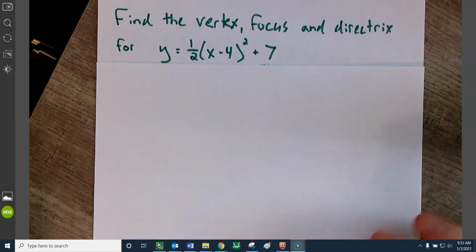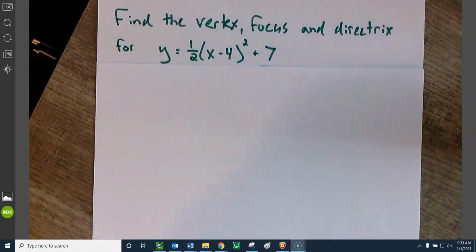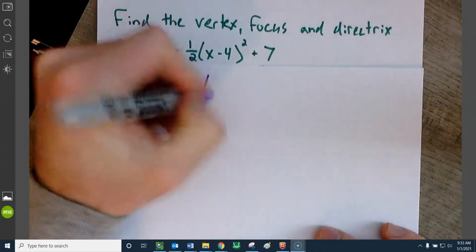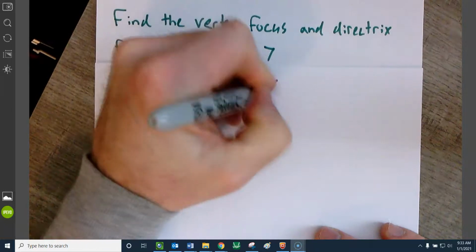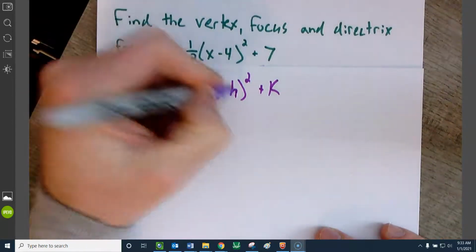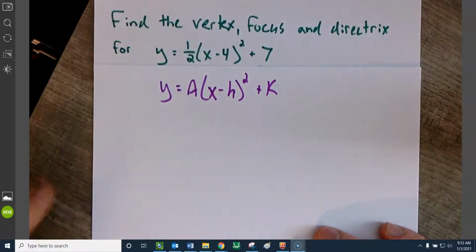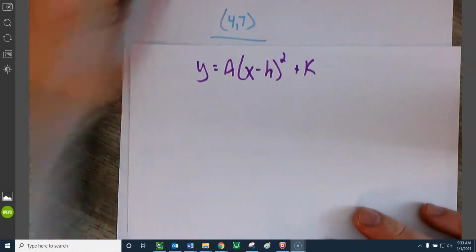Couple points of interest here. I don't think I mentioned this before, but it bears repeating. This is in vertex form. Vertex form is actually y equals a(x minus h) squared plus k. I've been using a, h, and k, I've talked about them, but I forgot to remind you guys that's where it all comes from. That is vertex form. So we found the vertex, h and k. No sweat, it was (4, 7).